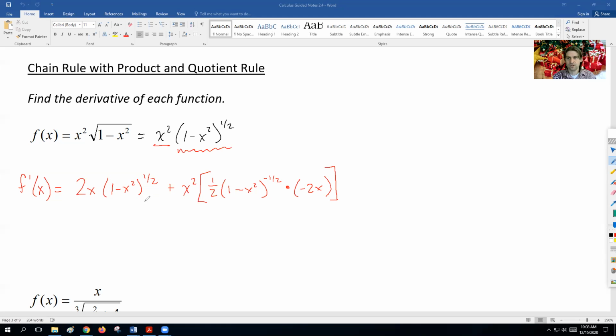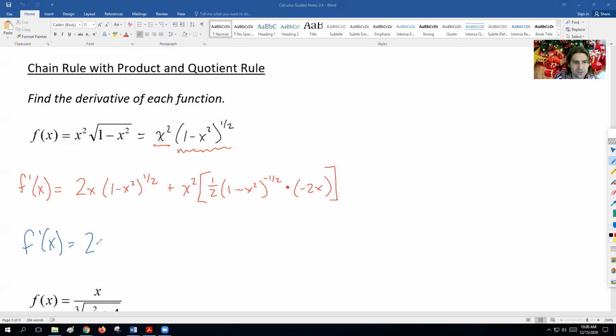All right, so let's just double check that you understand the product rule and the chain rule. So product rule says the derivative of the first part, x squared, is 2x. We leave the second part alone. Then we leave the first part alone. The derivative of the second part we had to do the chain rule of. So now what we need to do is simplify this.